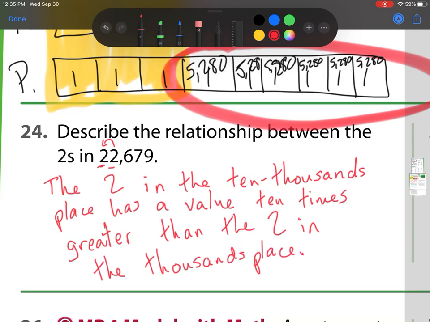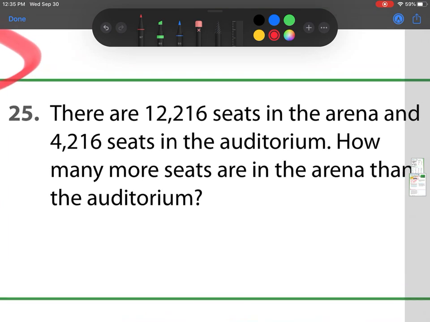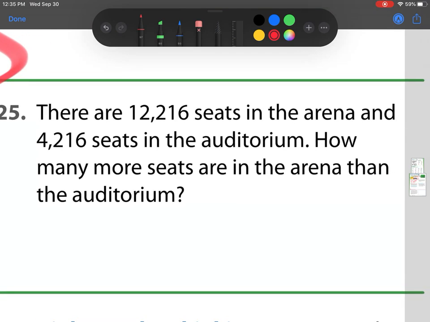So it's 10 times as big. Now let's head to number 25. It says there are 12,216 seats in the arena and 4,216 seats in the auditorium. How many more seats are there?